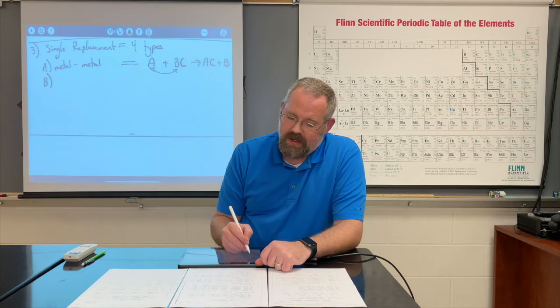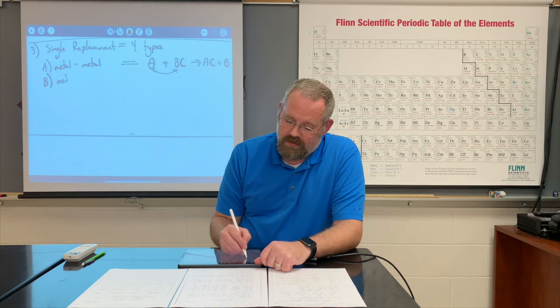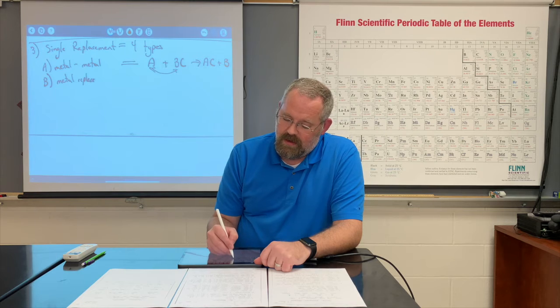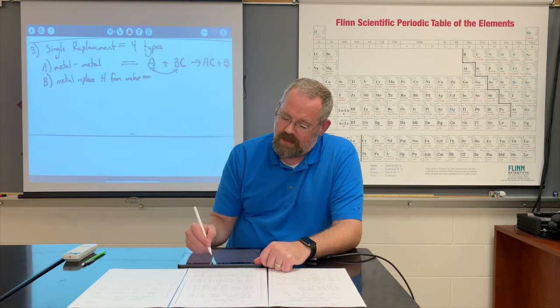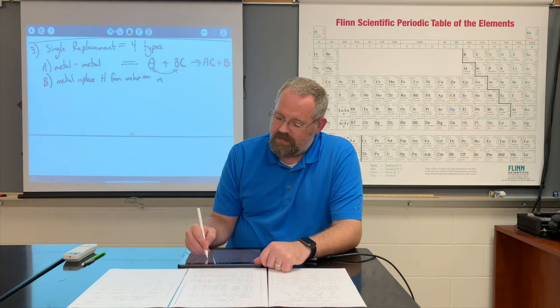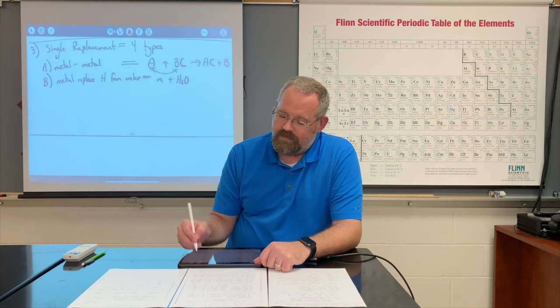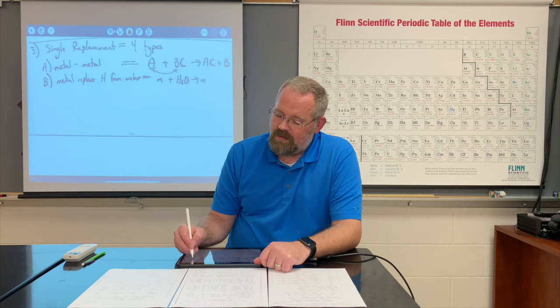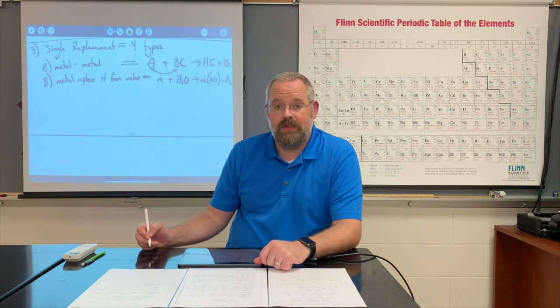The next type we talked about was metal replacing the hydrogen from water. So that gave us some type of metal and water. That leaves me with a metal hydroxide plus hydrogen.